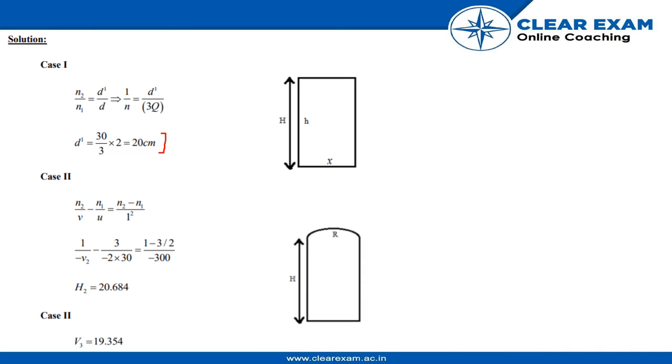For case 2, n2 by v is equal to n2 minus n1 by l square, from where if we get h2 it comes out to be 20.684. And for case 3, by seeing the figure we can find out that h3 is equal to 19.354.